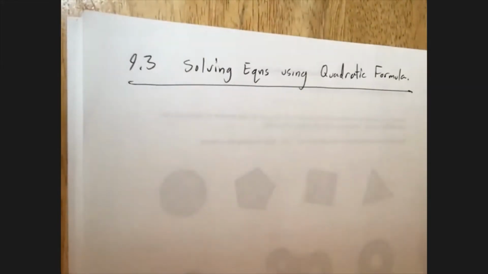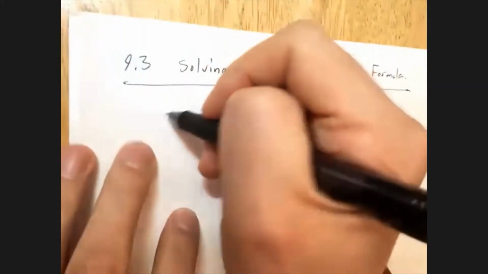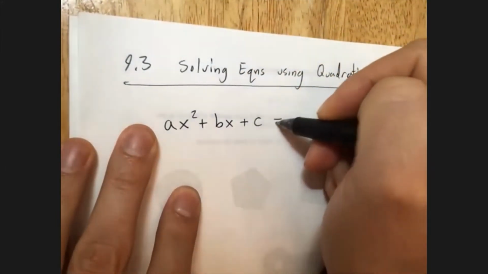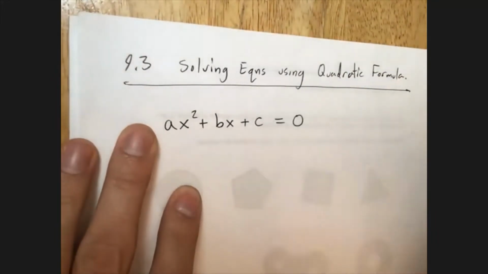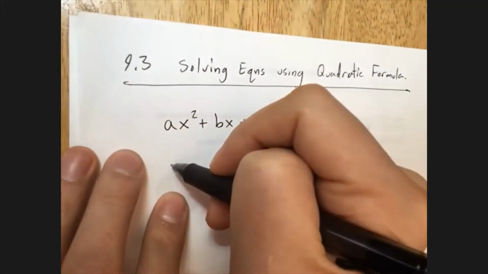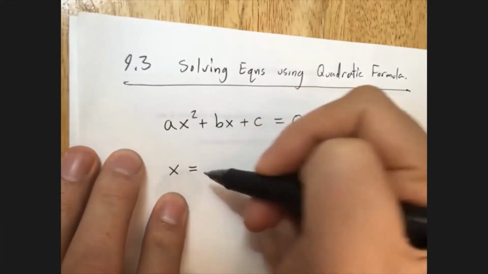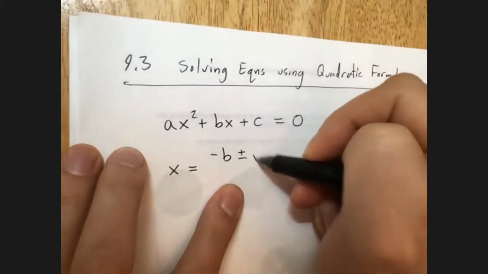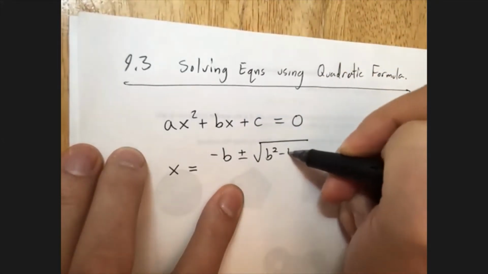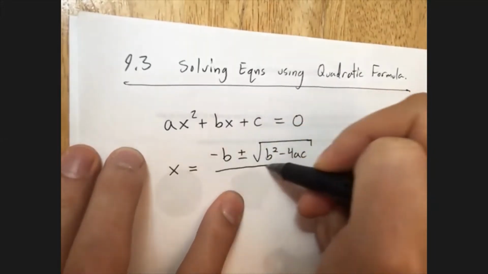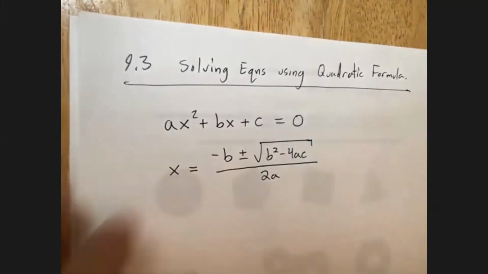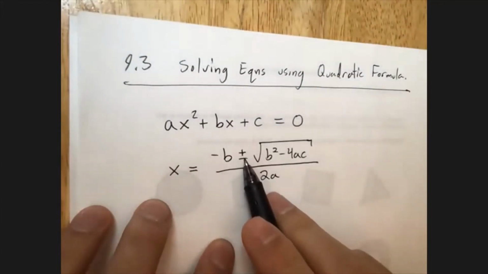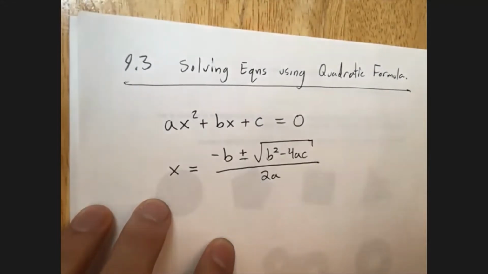All right, so let's recall what the quadratic formula said. It says that if you have an equation of the form ax squared plus bx plus c equals 0, you need a 0 on the right-hand side, then the solutions to this are given by this formula. I say solutions because there's a plus or minus here. So there's actually a possibility of two solutions.